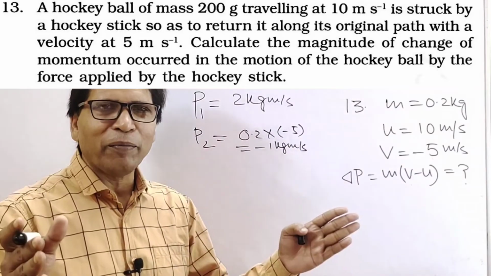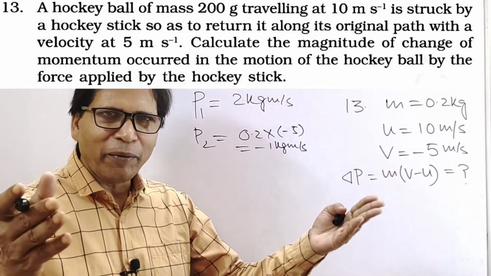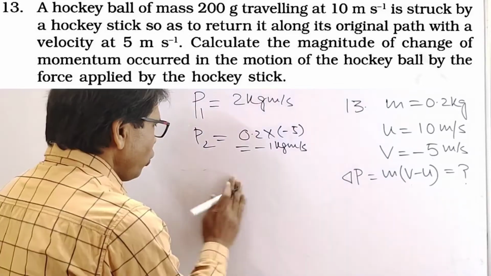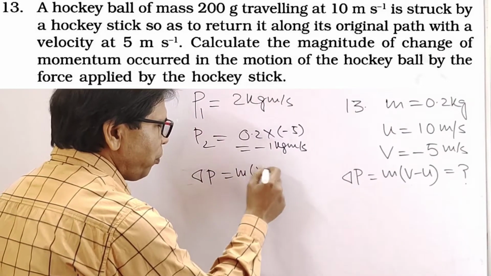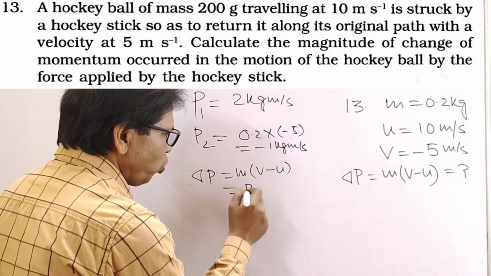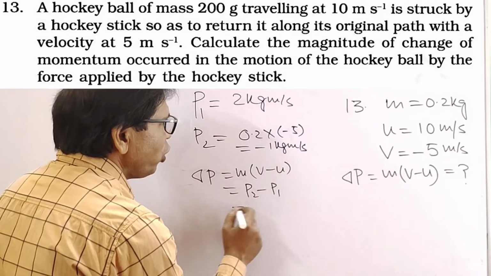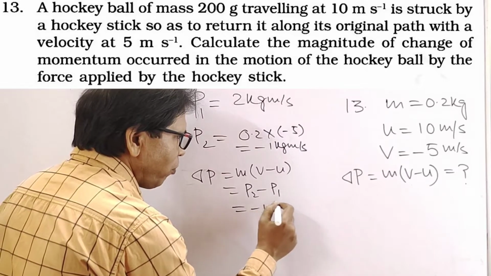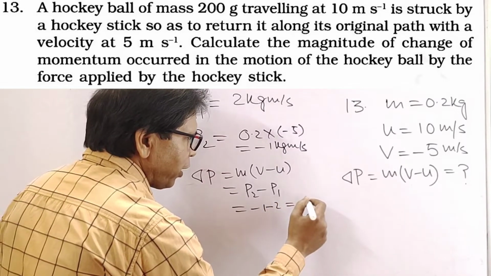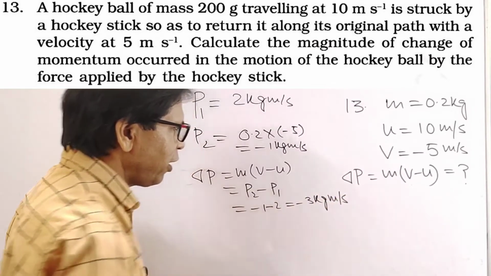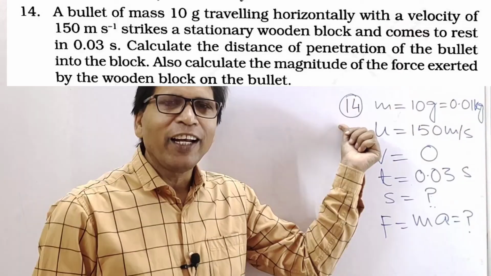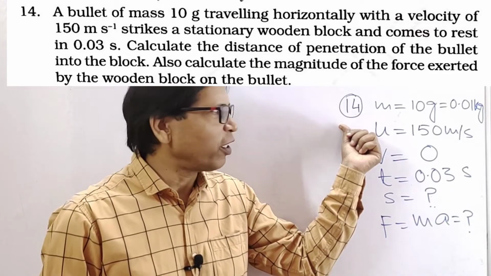Now change of momentum means final momentum minus initial momentum. So change of momentum delta P is m into v minus u, that is P2 minus P1, which equals minus 1 minus 2, so this is minus 3 kg meter per second. Okay, understood? Now NCERT numerical 14.